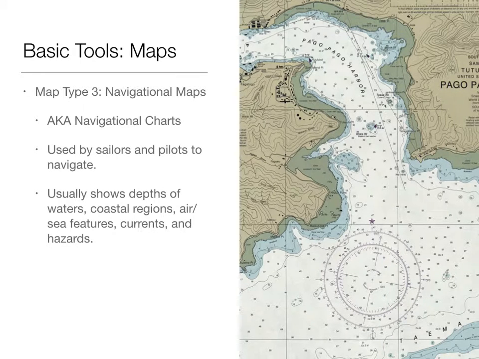Map type 3 is navigational maps, also known as navigational charts. These are used by sailors and pilots to navigate their way around the globe, and they usually show depths of waters, coastal regions, air and sea features and hazards, as well as air and water currents. Sailors and pilots use these to navigate their way safely into harbors, safely to airports, as well as managing to stay away from certain types of wildlife that may be endangered and things like that.